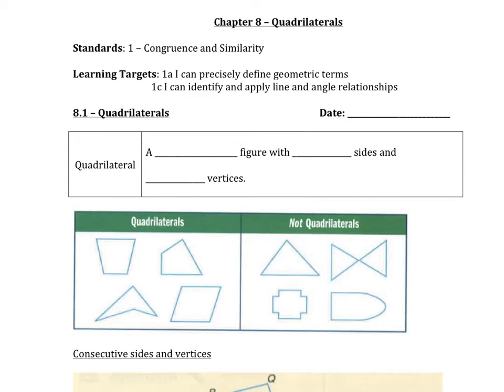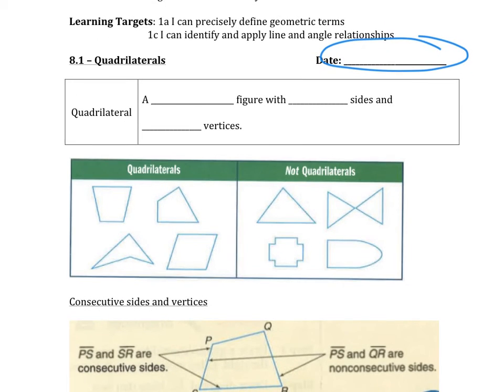All right, the notes for our first section in Chapter 8 are all about quadrilaterals. So go ahead and fill in today's date up there in the corner. And we'll start with the definition of a quadrilateral. All right, so a quadrilateral is a closed figure with 4 sides and 4 vertices.